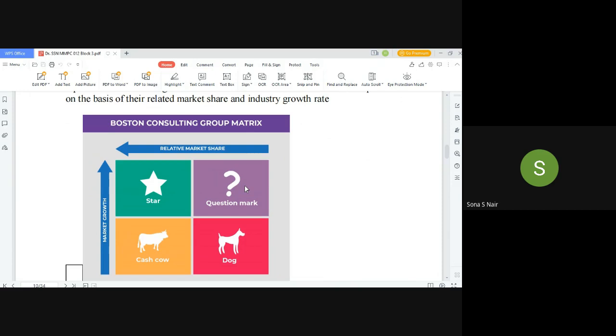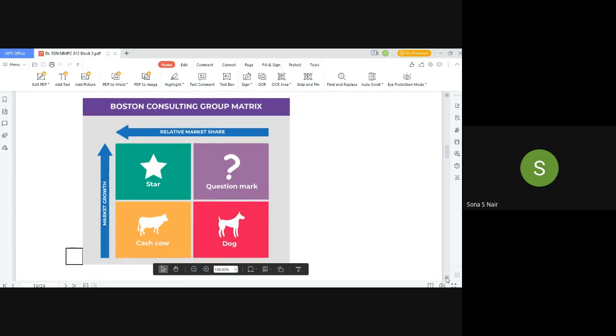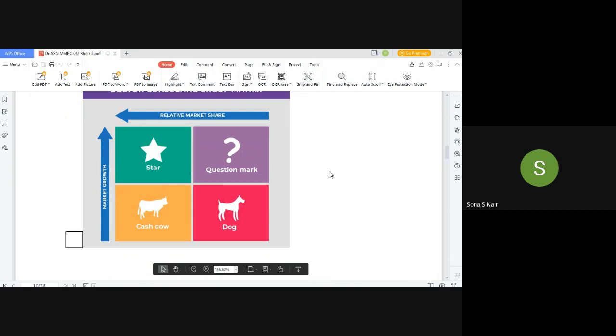we would see that it can be termed as a question mark. What is a question mark? A question mark is a small firm which has a relatively less market share. I was just looking at the figure. Okay.